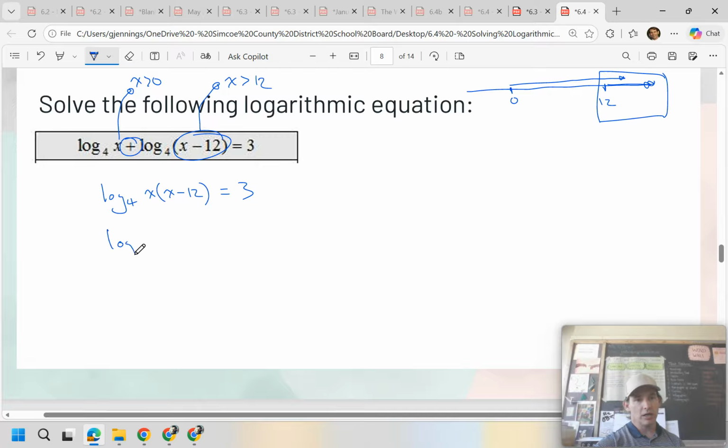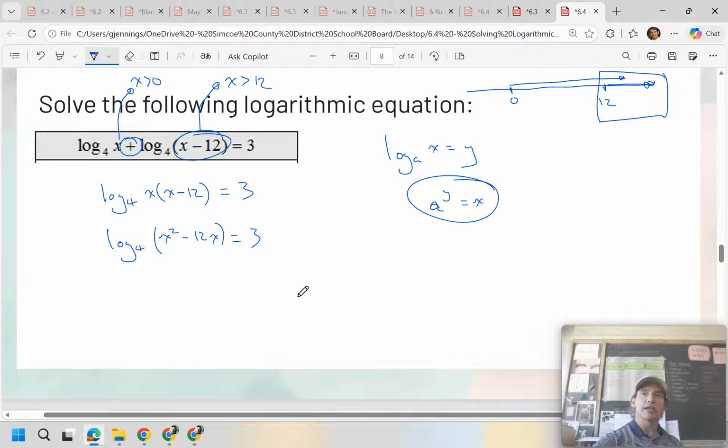We get log 4 of x squared minus 12x. Put that in brackets because it's all the argument of that log equals 3. This is it. Remember, we can do log a x equals y. We can turn that around into a to the power y equals x. This is the idea that we're going to use next.